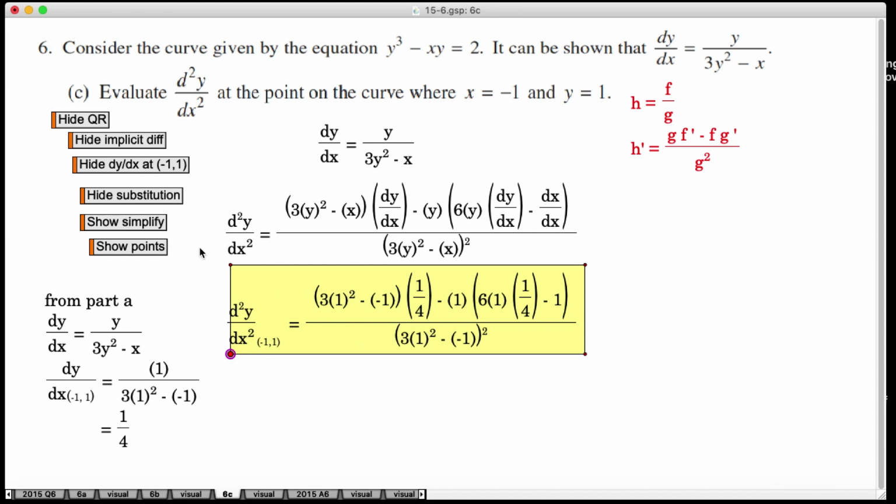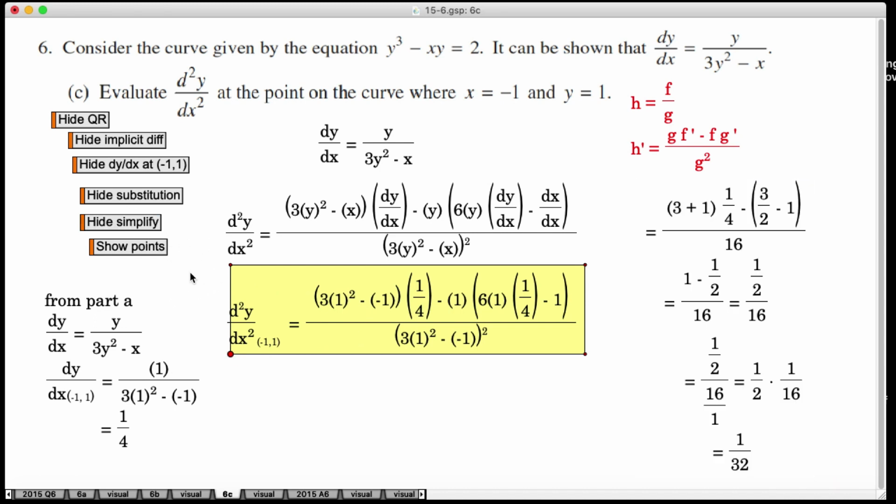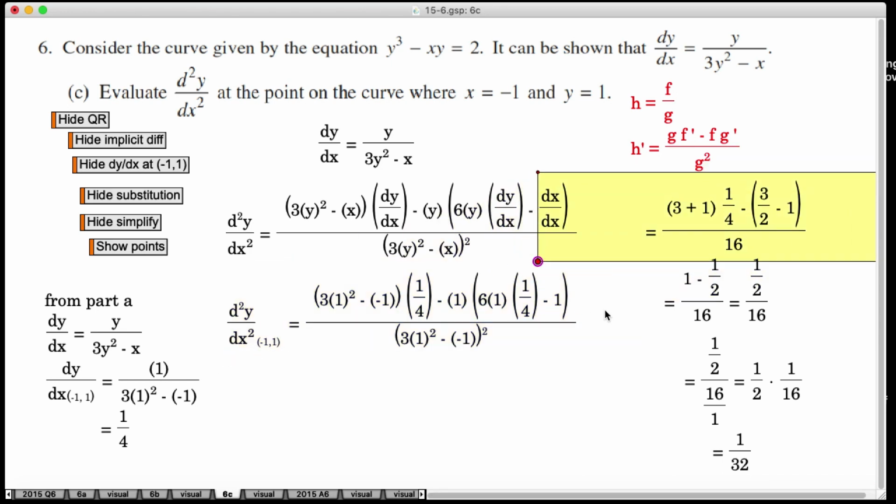So here we're going to simplify it now. This is going to be 1 squared is 1, 3 plus 1 times a quarter, minus, and this is 1 times this, so no big deal. This is 6/4, which is 3 halves, minus 1. And it's over the denominator, which is 3 plus 1, that's 4 squared, which is 16. So now I have that.